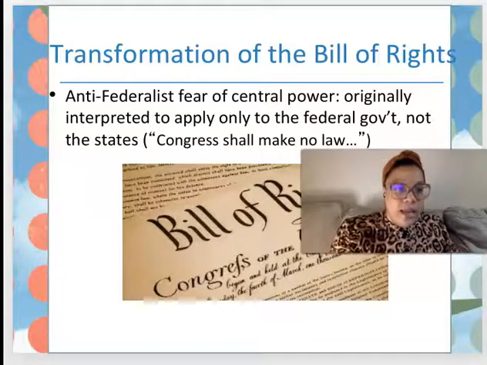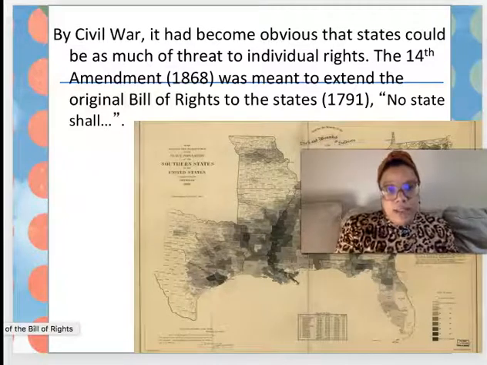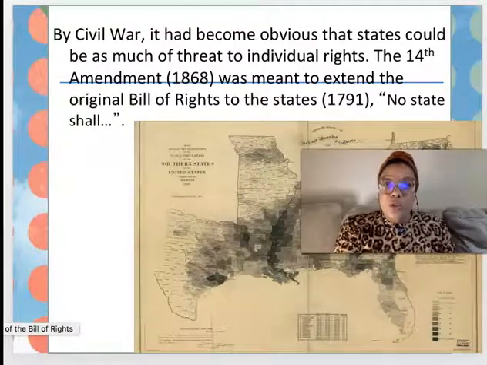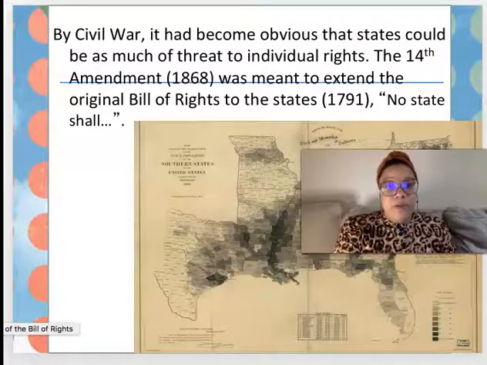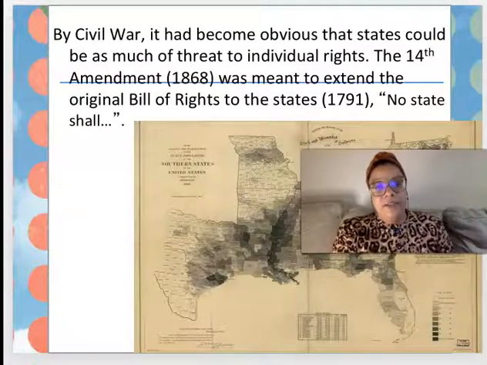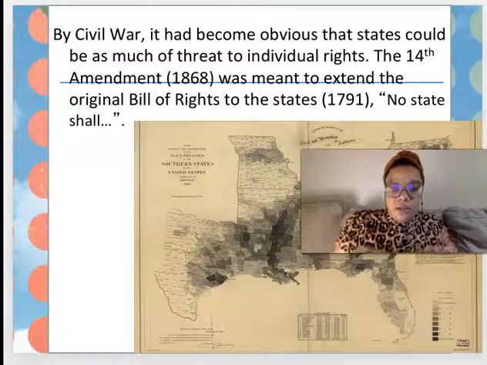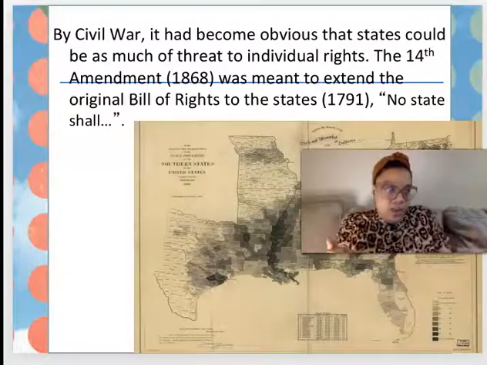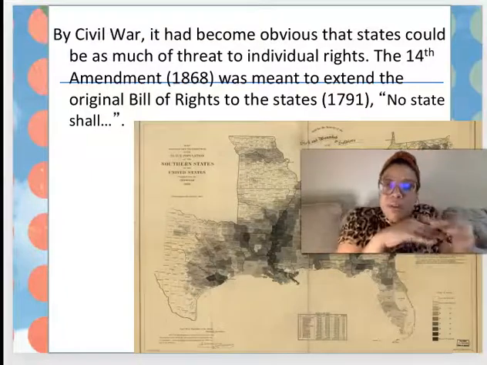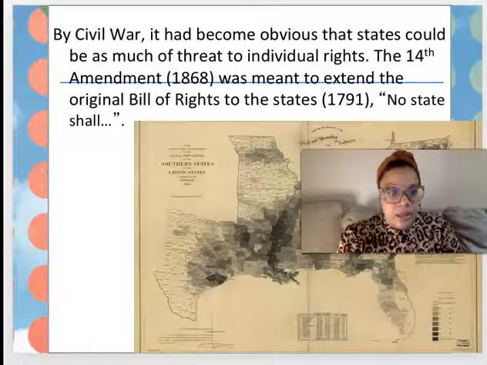So this really highlights that at first the Bill of Rights relates to the federal government. By the Civil War, it had become obvious that states could be as much of a threat to individual rights. So the 14th Amendment from 1868 was meant to extend the original Bill of Rights of 1791 to the states. It's not until this point that the Bill of Rights is extended to the states, and therefore, in the federalist system, you're doubly covered, because it's not just federal law; the states have to adapt it as well.